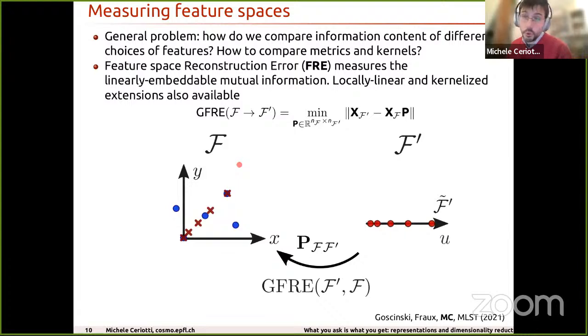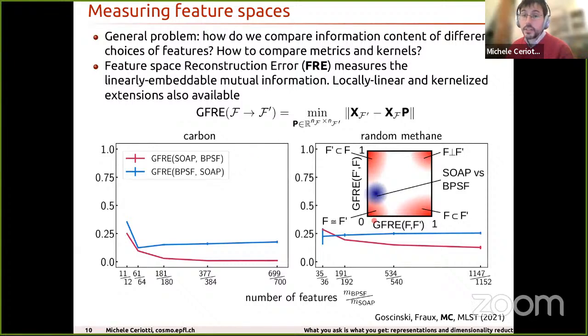Now, you can do this in both ways, and the measure is not necessarily symmetric. You can actually end up in different scenarios. You can end up having a small feature reconstruction error in both directions, in which case the 2 feature spaces are basically equivalent. You can end up in a situation in which both errors are large, which means that the featurizations are complementary and encode, in a certain sense, orthogonal kinds of information, or you can end up in a case in which the error is small in one direction and large in the other, and then you have an objective measure of how much more information feature 1 has compared with feature 2.